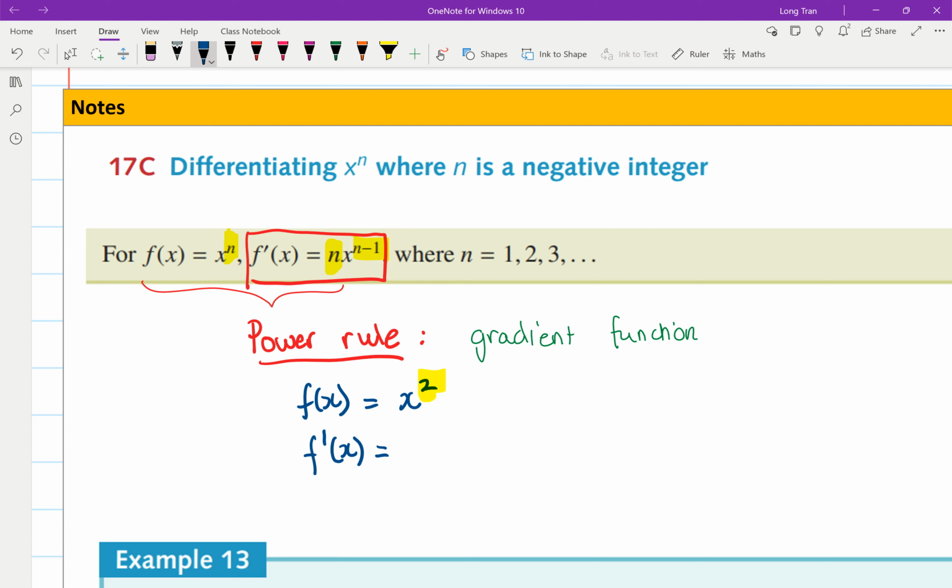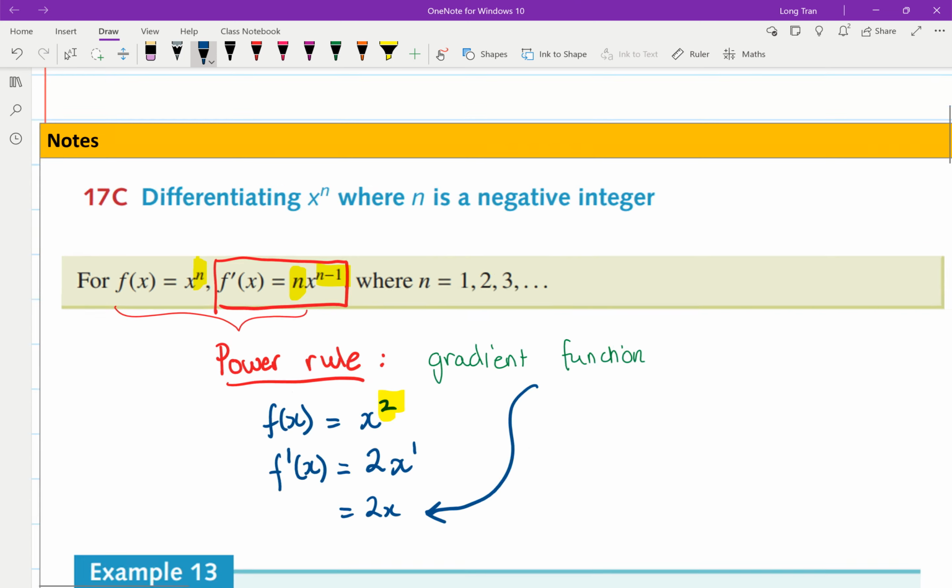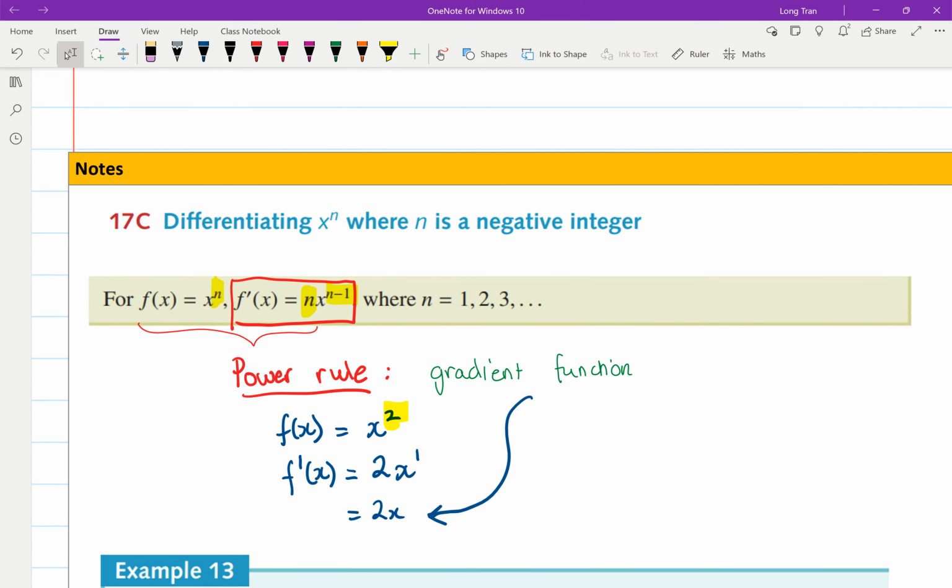So here we go. I'm going to write it. 2 times x to the power of 2 minus 1, which is 1. So this is my derivative. Great. This is apparently the gradient function. What does that tell me, though? Why do I want to find the gradient function? Ollie: Because it tells you the gradient at that particular point on the equation. Very good. I like that.